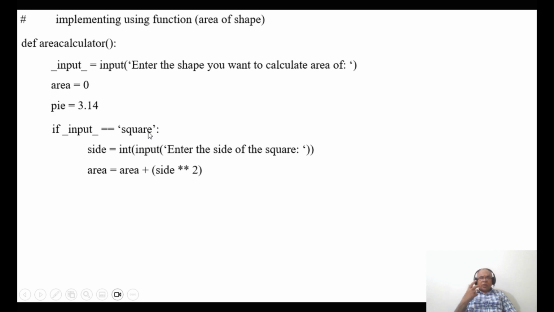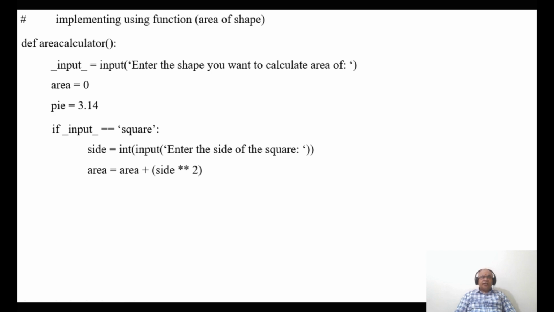So what is the square area? Area of a square is L square. That means if I give the side of the square, it should be able to calculate. What is the side of the square? L square or A square or S square or whatever it is. So the variable I have here is side. So area equals area plus side into side, to the power of 2. Side into side will give you a square, side square. So that is the area you will get.